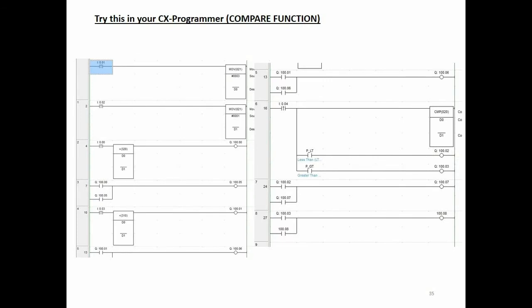Okay, the best way to understand the next function, which is compare, is by practicing it. So you have to build this ladder diagram in your own CX-Programmer software and try to run it. For example here, look at rung 0. Rung 0 will move the value 0003 into the address of D0. And rung 1 will move the value 0001 into the address of D1. And rung 2 will do the comparison. Use that comparison symbol, bigger, D0, D1. So that's the way you put in the new instruction. You can refer to this video.